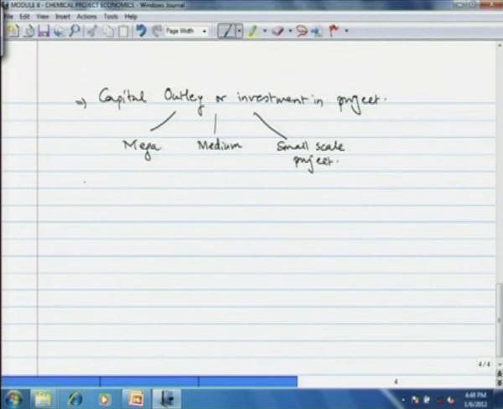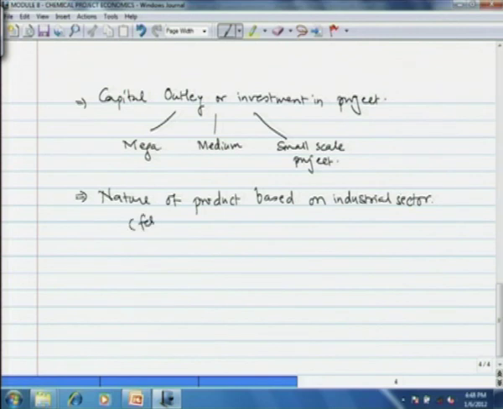Then the nature of the product based on the industrial sector, such as fertilizer or pharmaceutical. Now let us discuss each of these criteria in greater detail. Now first, the price and size of product.